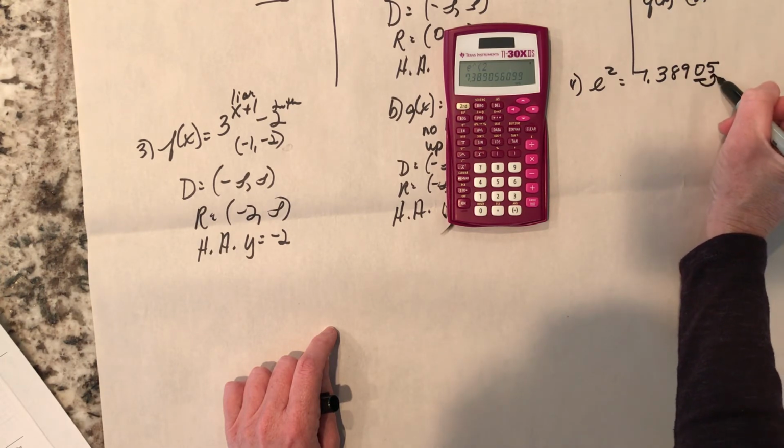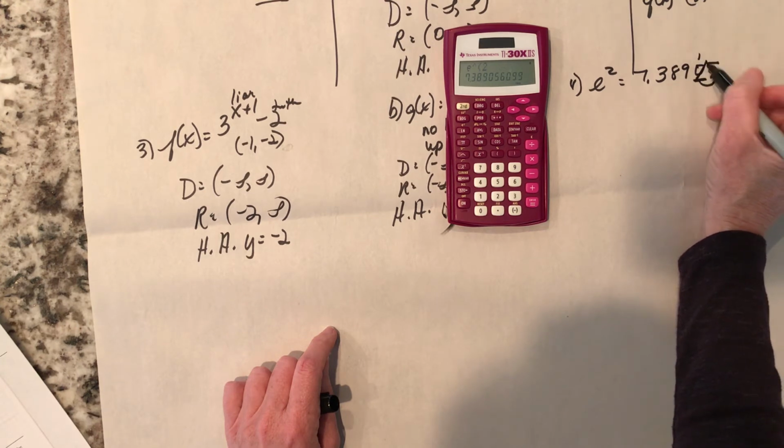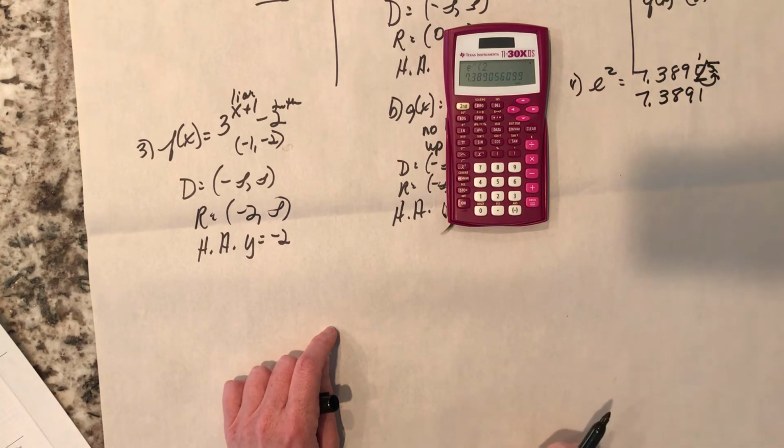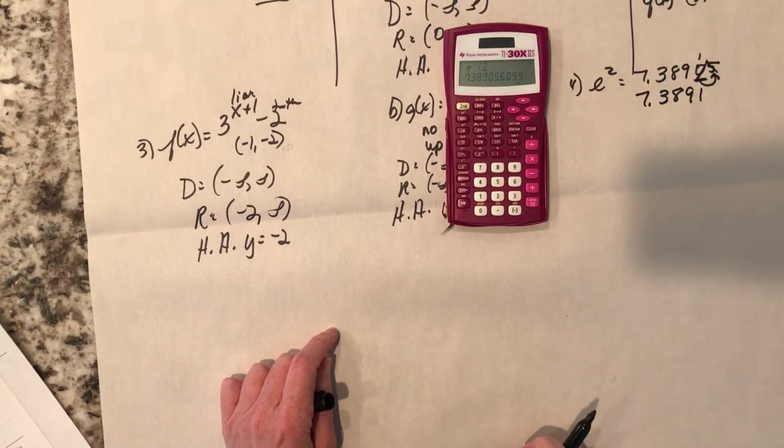This guy tells us what to do. It tells us to round this guy up. So 7.3891 is the correct rounding for that one.